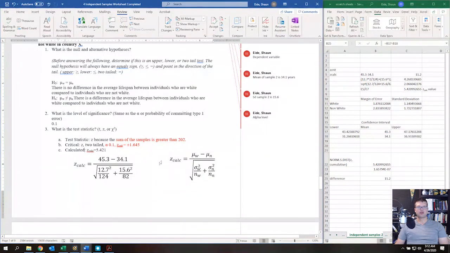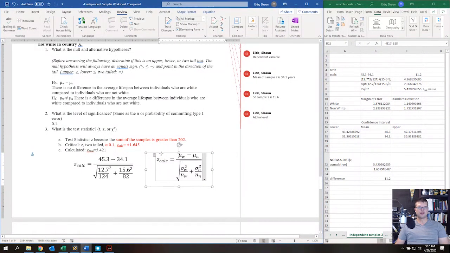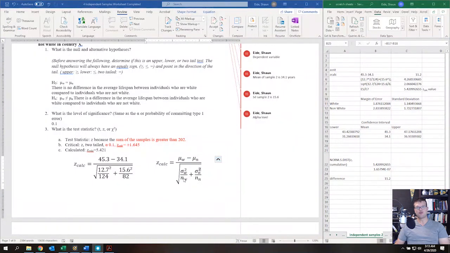Okay, so we've got plus or minus 1.645, and now we are going to calculate the z value. I've already got the calculations right here, and this is how to calculate a z statistic for an independent samples t-test. We have the mean of the first sample minus the mean of the second sample divided by the square root of the variance over the number of observations for each sample added together. And so I've actually already done that over here. So I've got the difference. This right here, 11.2, I took the mean of the first minus the mean of the second to give me the difference of 11.2 years.